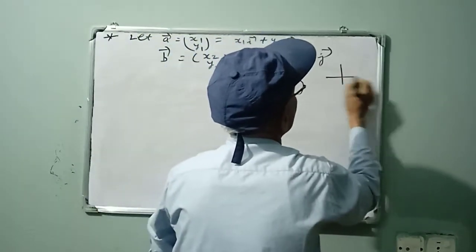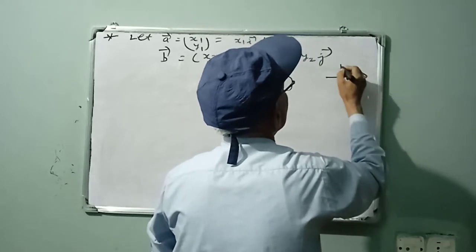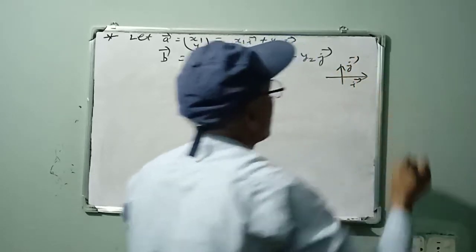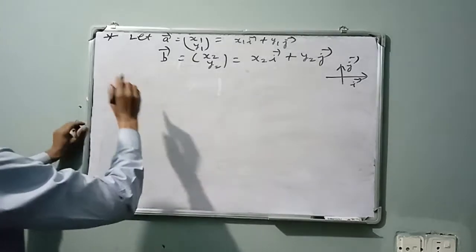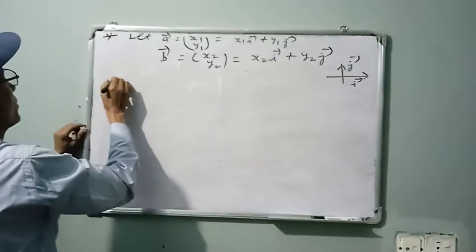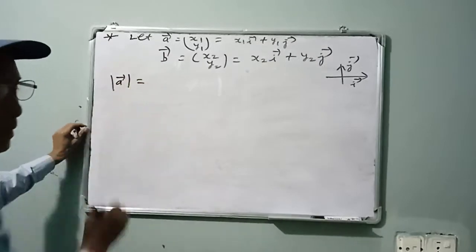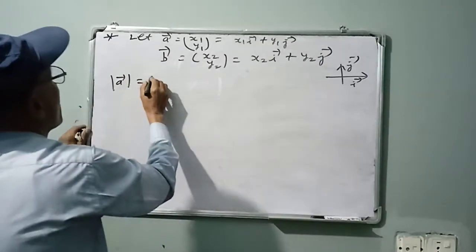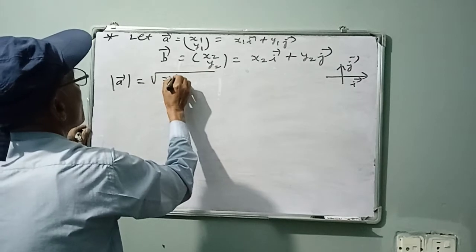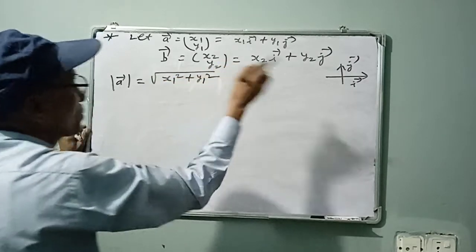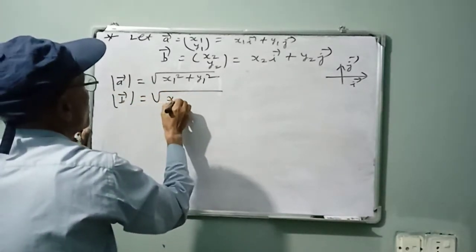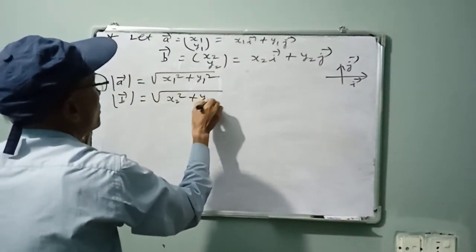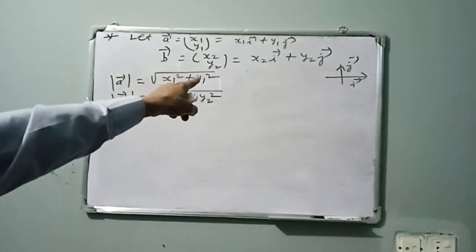Here i and j are unit vectors along the x-axis and y-axis. Then how to find the modulus of A? The modulus of vector A is written as the square root of x1 squared plus y1 squared. For vector B, the square root of x2 squared plus y2 squared. And what is the angle between them?